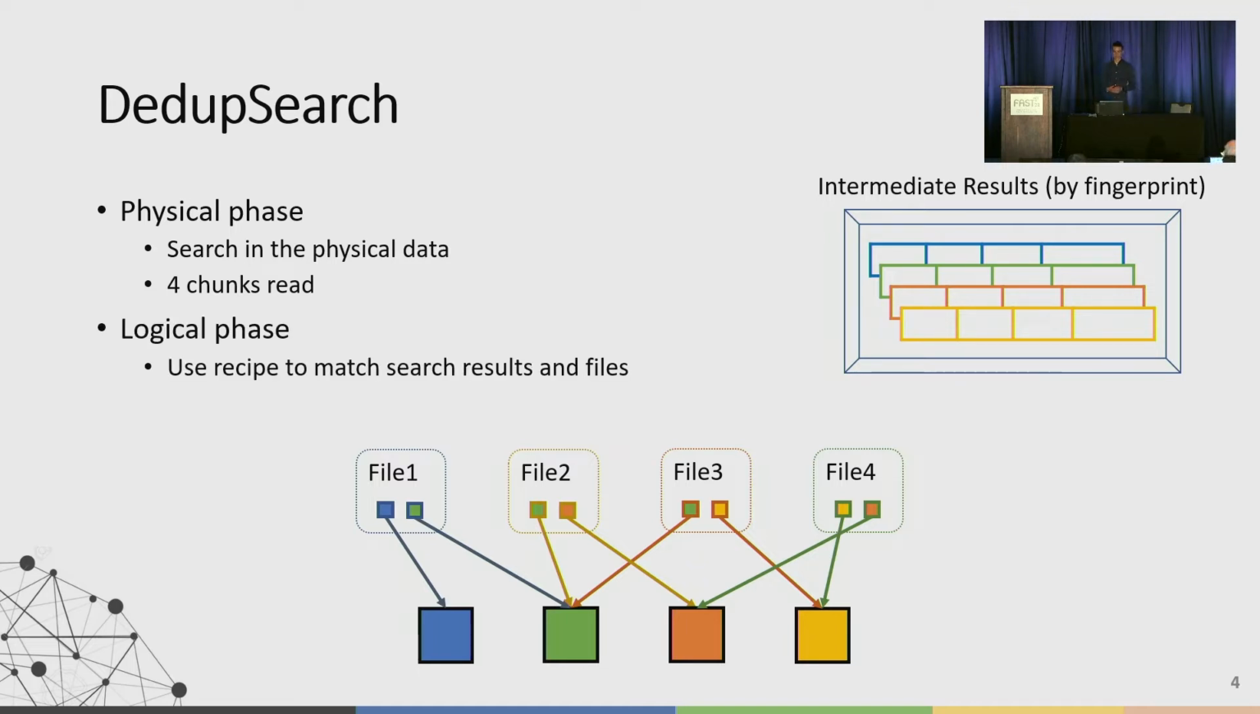Then we have the logical phase. This is our second phase, where we focus on the logical layer, the file layer, and we read the file recipes. We're going fingerprint by fingerprint. We're looking now only in the intermediate results. We do not read the chunks. And for each fingerprint, we check what matches we've found in the physical phase, and that's how we collect all the matches. Our wish is that all the intermediate results would go in memory, so the logical phase would process very fast and won't be expensive.